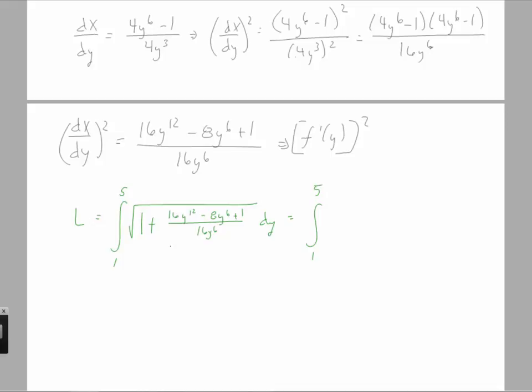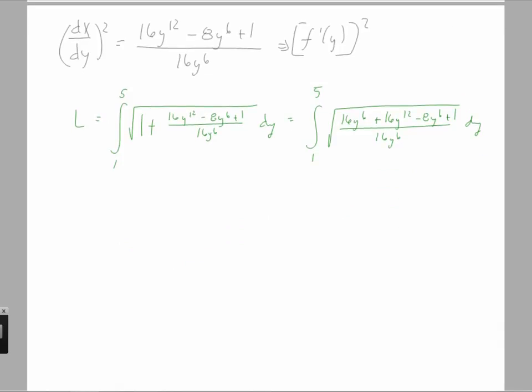So we'd go through and find a common denominator. So I'd have 16y to the 6th plus 16y to the 12th minus 8y to the 6th plus 1, all over 16y to the 6th, dy. Now of course all of this is still underneath the square root sign. Now if you're wondering where this 16y to the 6th came in, I just multiplied top and bottom by 16y to the 6th here.